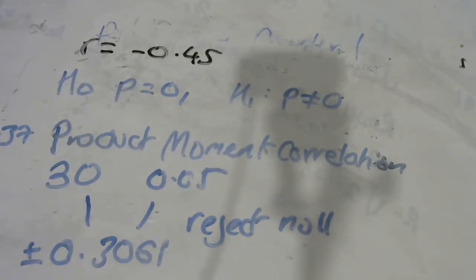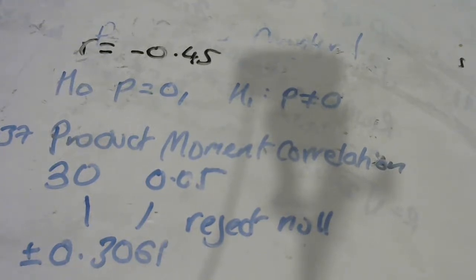You just think about hypothesis testing as always saying, I need you to be this crazy for me to change my mind. If you are more than this crazy, then I change my mind. So here I've got negative 0.45. That's more crazy than negative 0.3061, so therefore I'm rejecting the null. I hope that made sense.